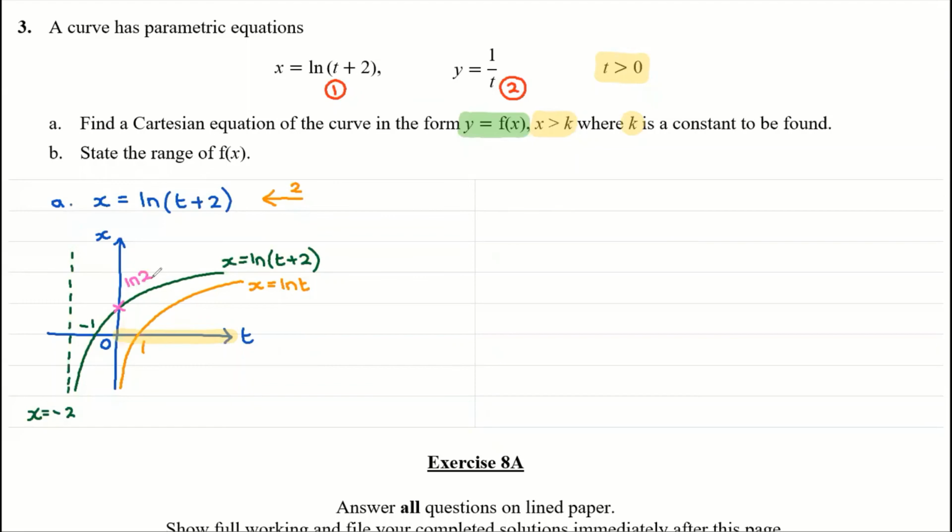Okay, so that means that my range of x must be strictly greater than the natural log of 2. It's as simple as that, really, because the x-axis is on the vertical axis in this case, that's my range. So anything greater than log 2.